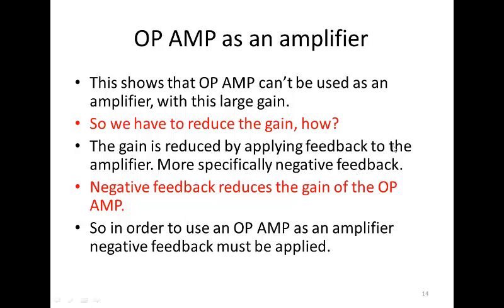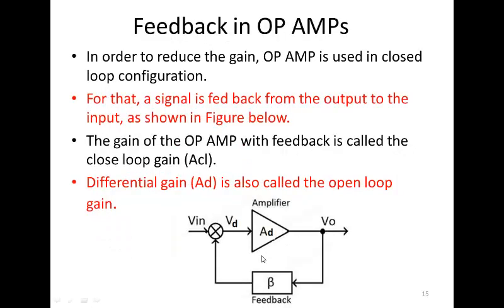I will give you the concept of what feedback is, what negative feedback is, what positive feedback is, and what their impacts are. So you will see the negative feedback reduces the gain of the op-amp. In order to use an op-amp as an amplifier, negative feedback must be applied, otherwise you cannot use the op-amp as an amplifier. So feedback in op-amps is applied in order to reduce the gain; the op-amp is used in closed loop configuration. That you can see in this figure.